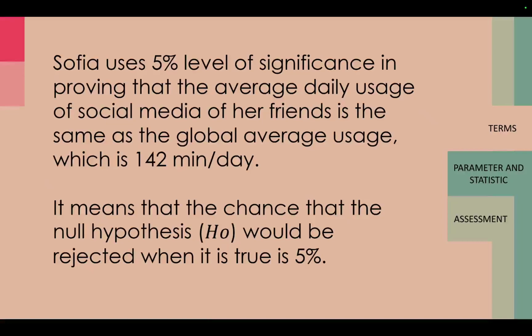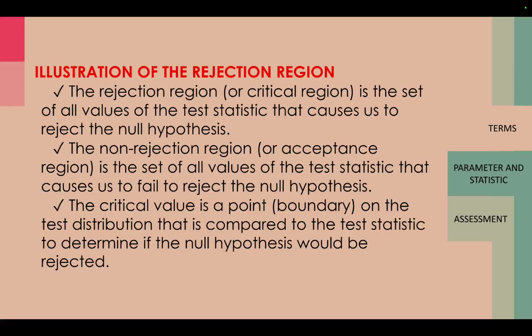So in the problem of Sophia, if this would be our research, let's say that Sophia made use of a 95% confidence level. On the other hand, that also means a 5% level of significance in proving that the average daily usage of social media for friends is the same as the global average usage, which is 142 minutes per day. Now let's try to illustrate those terminologies, from hypothesis to level of significance, so that we can identify the rejection region.